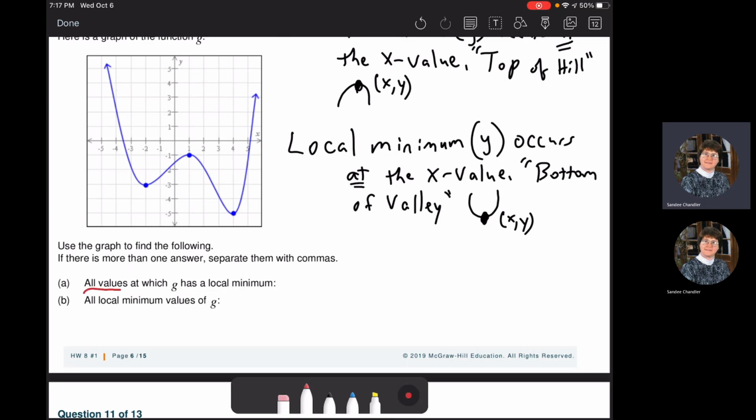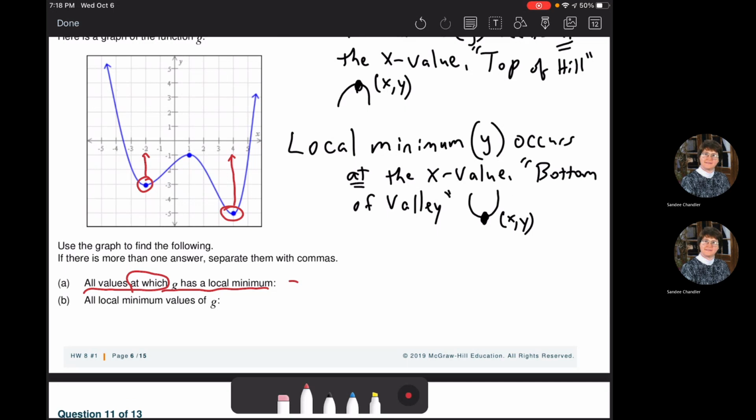Okay. So remember I said the key word was at? Our first question says all values at which g has the local minimum. It's not asking for the minimum value, asking for all values where g is located. So minimums are the bottom of valleys. We've got a bottom of a valley right there, a bottom of a valley right there. So this x value is 4. That x value is -2. So -2, 4.